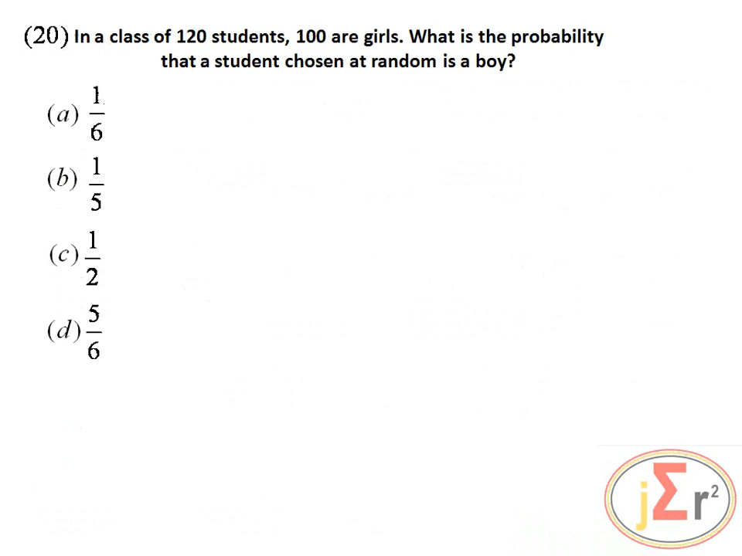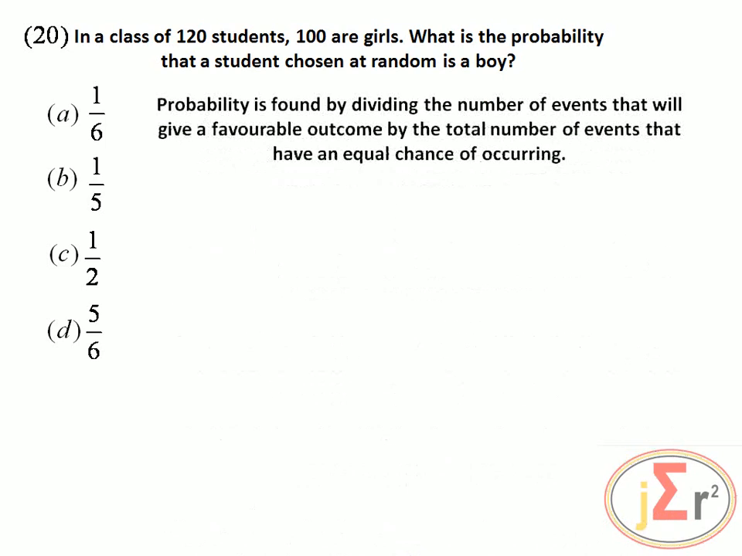In a class of 120 students, 100 are girls. What is the probability that a student chosen at random is a boy? Probability is found by dividing the number of events that will give a favorable outcome by the total number of events that have an equal chance of occurring. So what do we need to know? The total number that will give a favorable outcome.